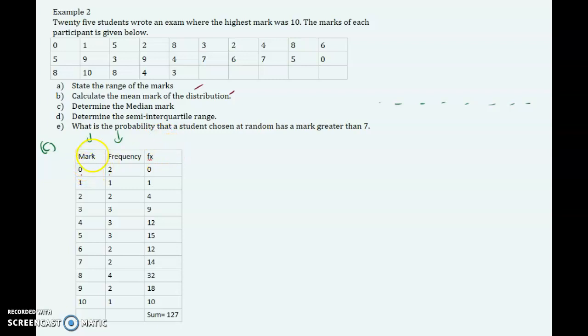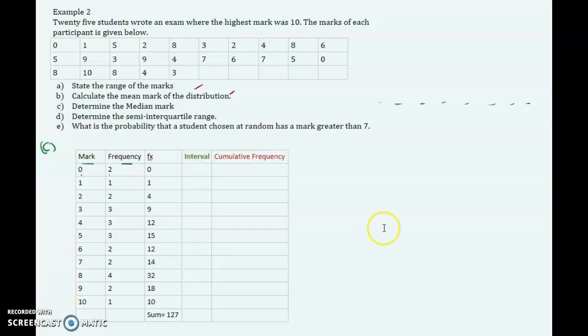So what I plan to do with these 2 columns, mark and frequency, is add on 2 more columns here and work out the median. So let me show you how I'm going to do that. My first column that I've added on is called the interval column, and the second column is called the cumulative frequency column. The interval column is the easier of the 2, right? It's simply going to take the value from here, which is 0, and I'm going to put it back here, but I'm going to put less than or equal to.